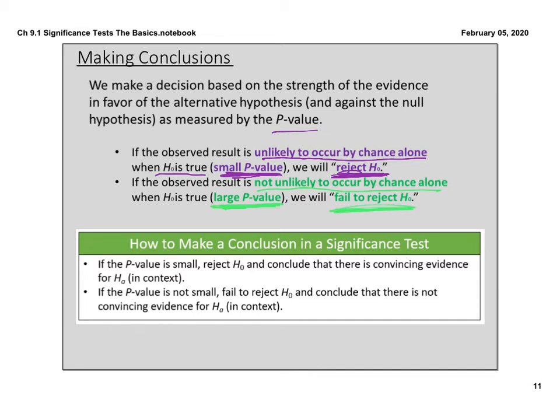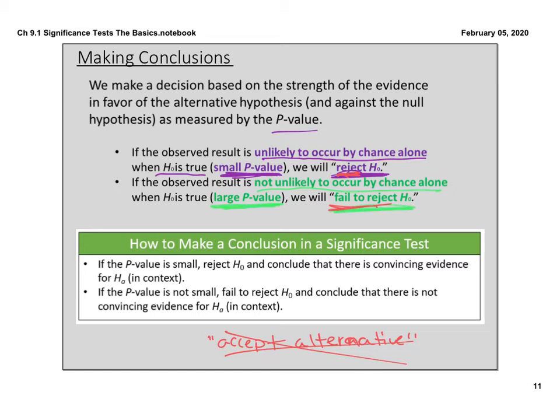I want you to look at that language right there. Reject and fail to reject, okay? We always want to talk in terms of the null. We never say accept the alternative. We don't ever want to say that. We always talk in terms of the null, because we're not actually going to test whether the alternative is true or not. We're really just testing against the null. And I know that's a really weird difference to think about, but that's what's happening here. We always want to talk in terms of the null.